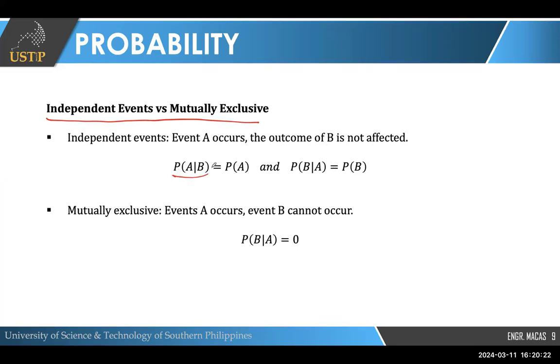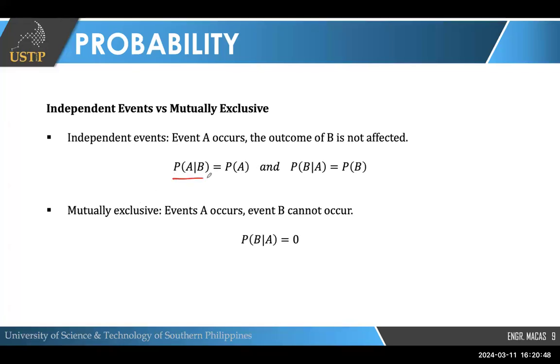So, when you want to get the probability of A given B, that is just equivalent to the probability of A. Meaning, dili siya affected sa B. Dili po pasabot nga dili mo occur ang B at the same time A. B can occur. It's just that it will not affect the event A. Okay, kay lahi man gud na siya sa imong mutually exclusive. Sige, ato ta dire. Okay.